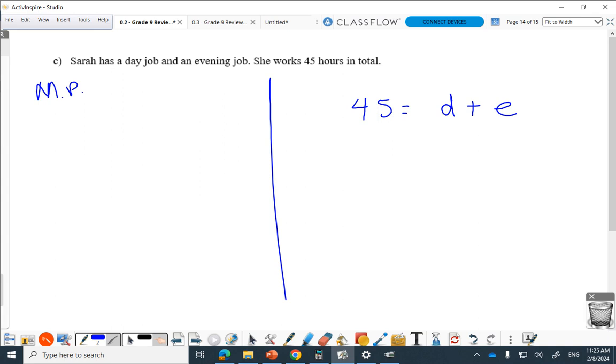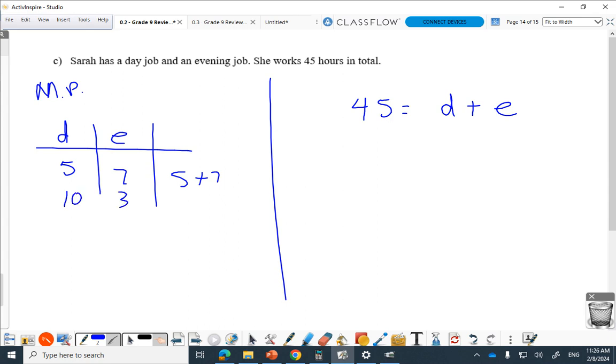But here's my guess over here on the math playground. What if her day hours, she did 5 day hours, and her evening hours were 7. Would that work? 5 plus 7, does that come out to 45? No, it doesn't. Well, maybe the answer is 10 and 3. And incidentally, people, I'm not actually trying to find the answer. I'm just trying to go, how do I find the answer? And this is 10 plus 3, day plus evening. So day plus evening, we want to come out to 45. And she put the 45 on the left. It's no problem. 45 can go on the left.